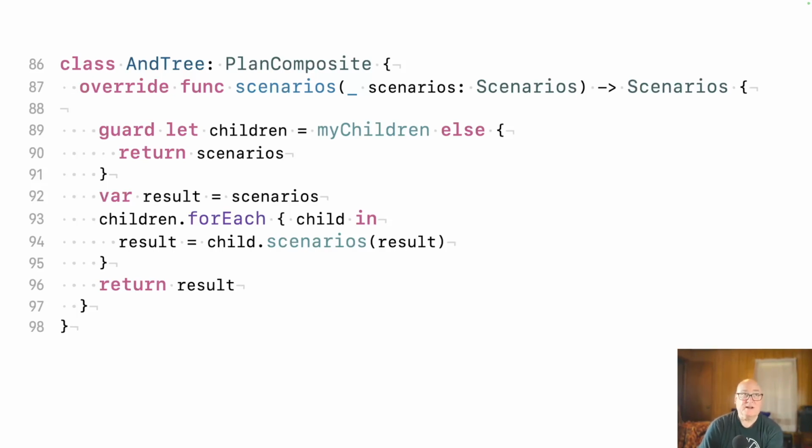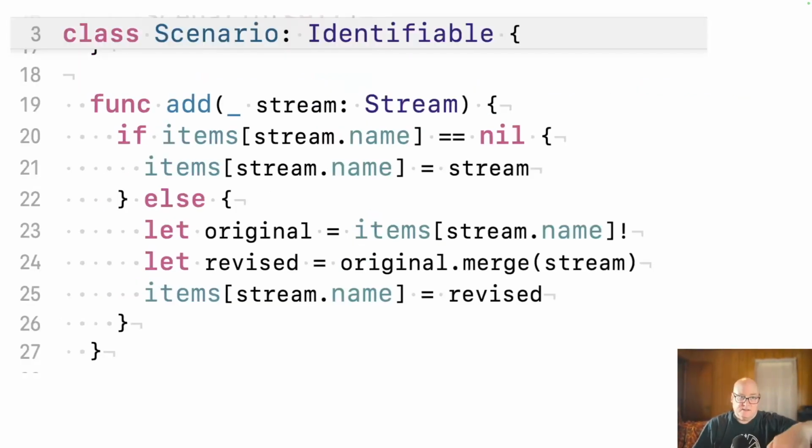So that's the effect of getting the siblings information. At the end, you've accumulated across all those children, and you return that result. All right, and then finally, let's look at scenario itself. So these things are producing scenarios, which is the set of scenario. All right, and it's another object.